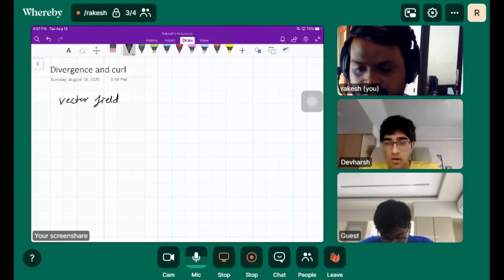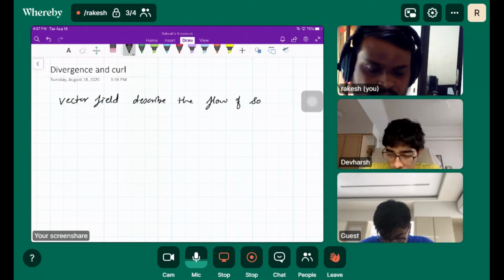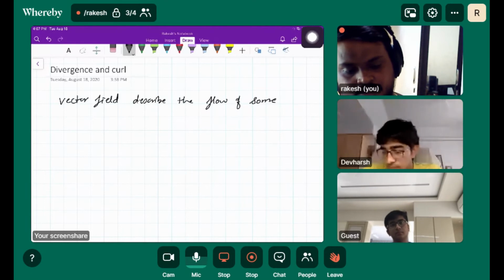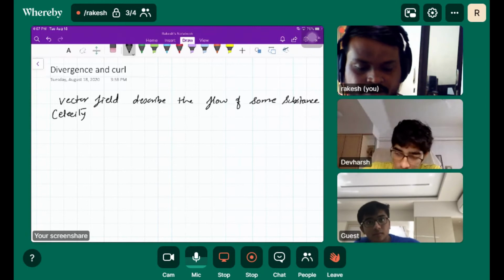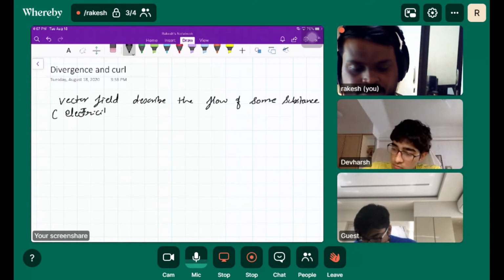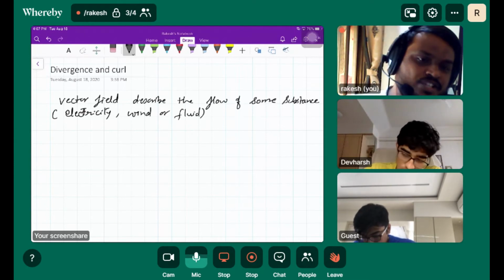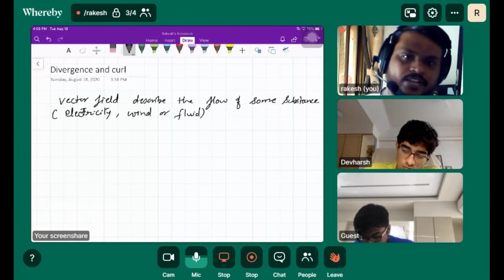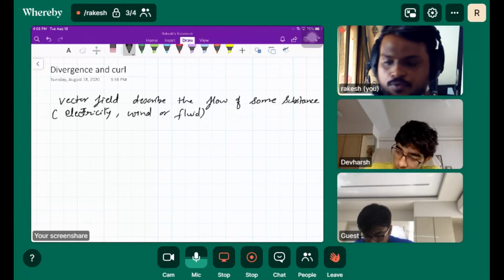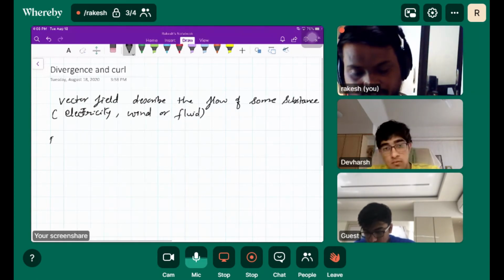The vector field describes the flow of some substance, maybe electricity, wind, or fluid. Now it has two characteristics, that is divergence and curl. So what does divergence basically mean? That we are going to learn today.